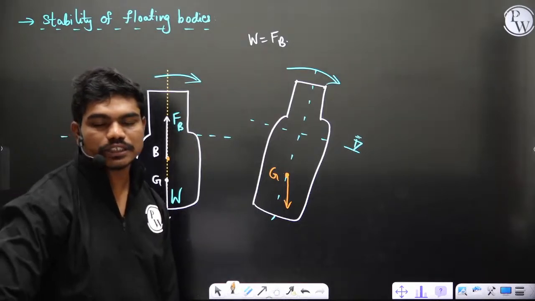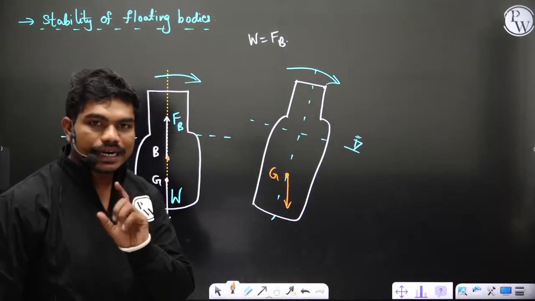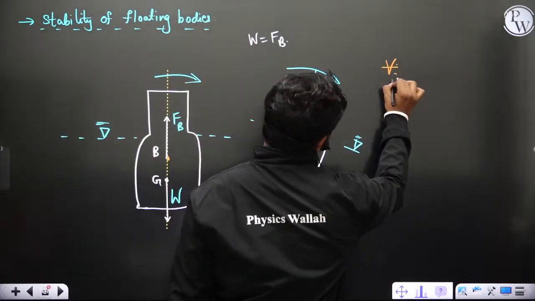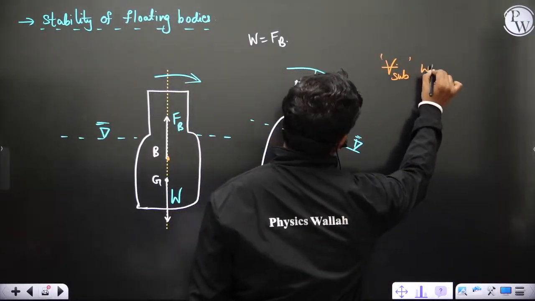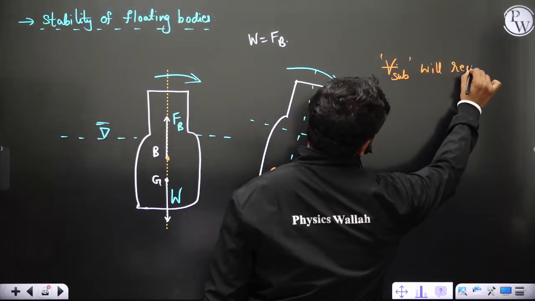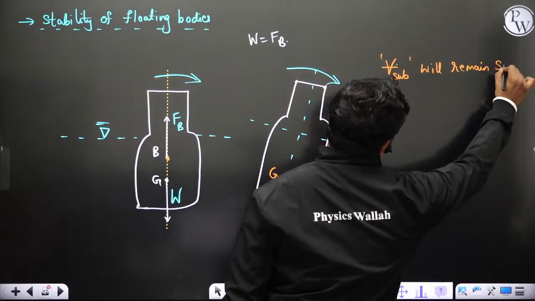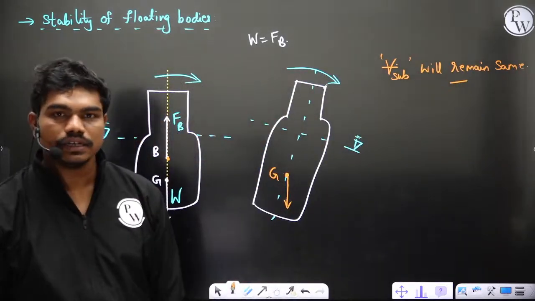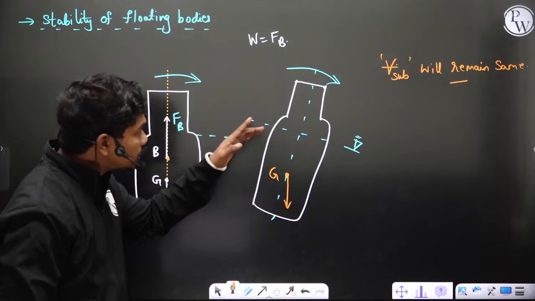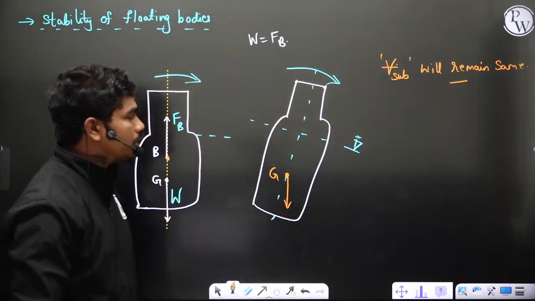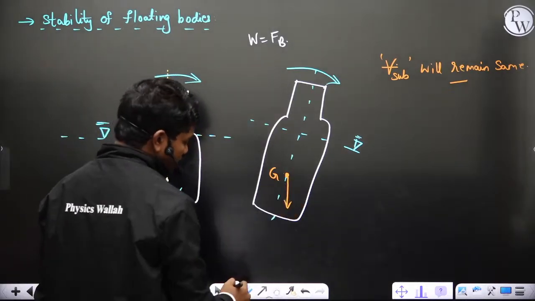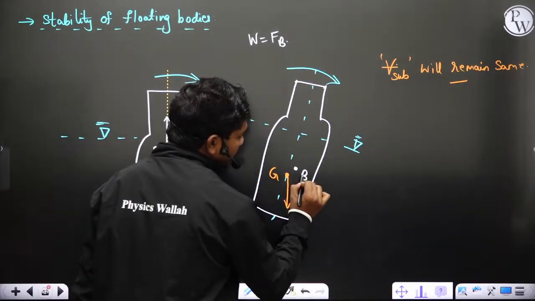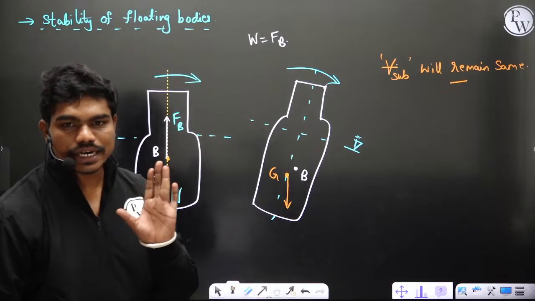Diverted, correct? The reason for this is that the submerged volume will remain the same, total, obviously. So the volume submerged will actually remain the same. Now if the volume submerged remains the same, you can see that the center of buoyancy will shift slightly like this. So this is the center of buoyancy, and it will slightly shift.